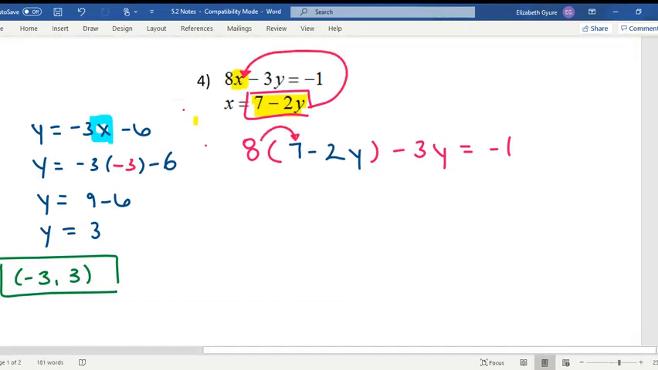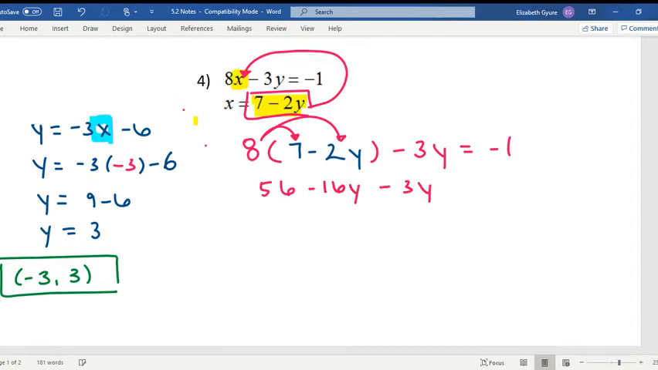We're going to do 8 times 7. What's 8 times 7? 56. And then 8 times -2y, which is going to give you what? -16y. And then drop down your minus 3y and your equals -1. So 56 minus 16y, and then I just drop down my -3y and I drop down my -1. Now can't we do our 2-column method?